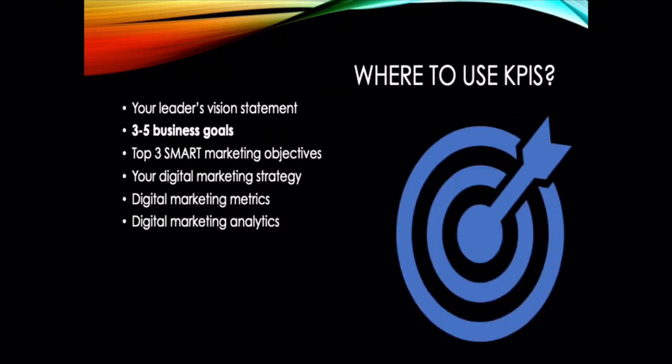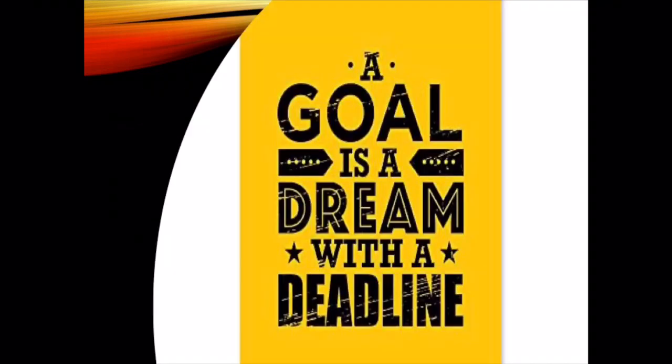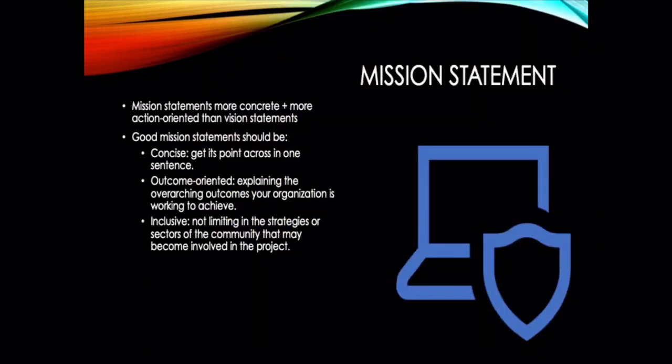What about the business goals, sometimes also called the mission of the organization? Well, a goal is a dream with a deadline. Focus on 3, maximum 5 business goals. A business goal is already more specific and action-oriented than the overarching vision. What is the problem that your particular organization is solving for its target audience?